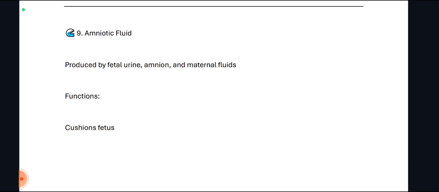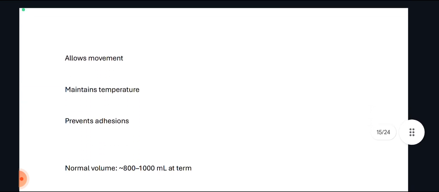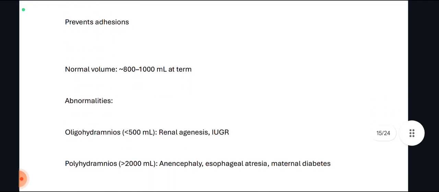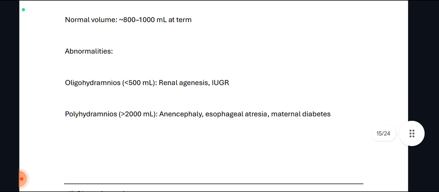Now amniotic fluid. This amniotic fluid is produced by fetal urine, amnion and maternal fluids. What are the functions? First being it serves as a liquid cushion to the fetus. It allows movement by the fetus. It maintains the temperature and prevents adhesions. The normal value of amniotic fluid is 800 to 1000 milliliters at term.